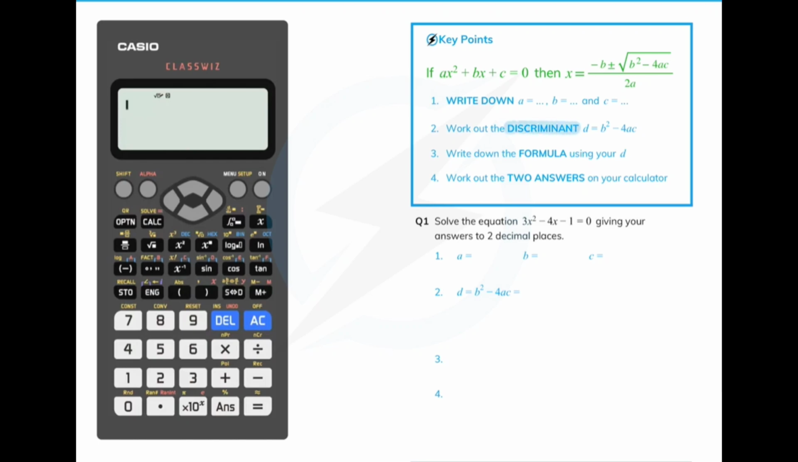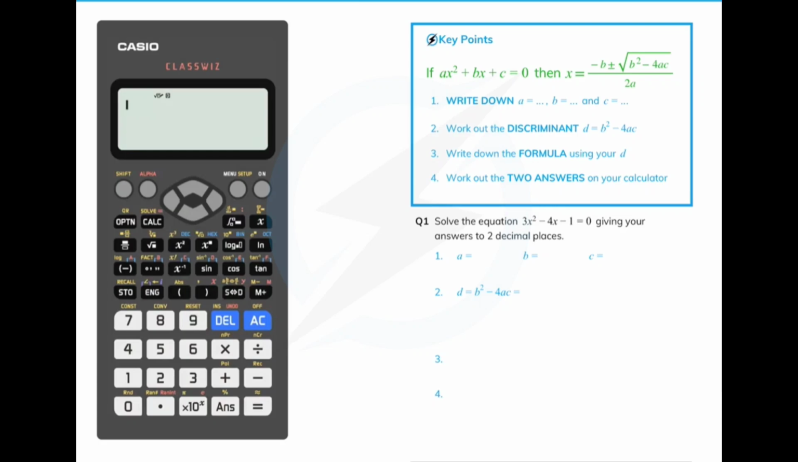And then we're going to work out the discriminant, which I've called D here, but it's b squared minus 4ac. And then we are going to write down the quadratic formula, but we're going to put the number we've just found, the discriminant, under the square root instead of the big mess there. And once we've done that, we can reach for our calculator. And you can see I've got mine ready on the left-hand side there. So let's have a go at this question down here.